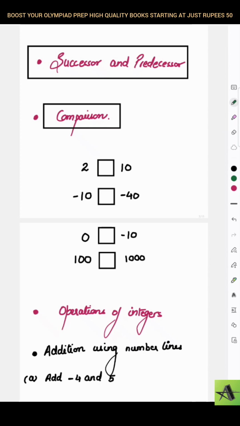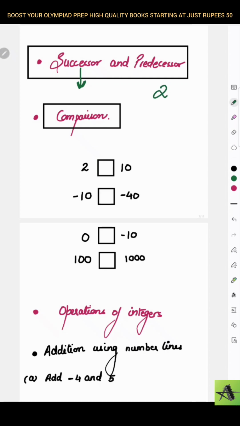Whereas the number which comes just before is called predecessor. And to get successor and predecessor, you just need to add 1 and subtract 1. As I told you, successor is the one that comes after, which means I need to add 1, and predecessor is the number immediately before a number, and hence we have to subtract 1.